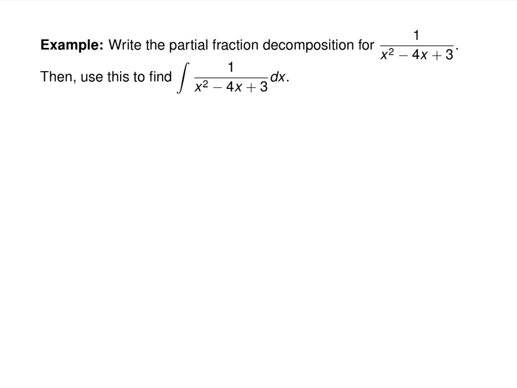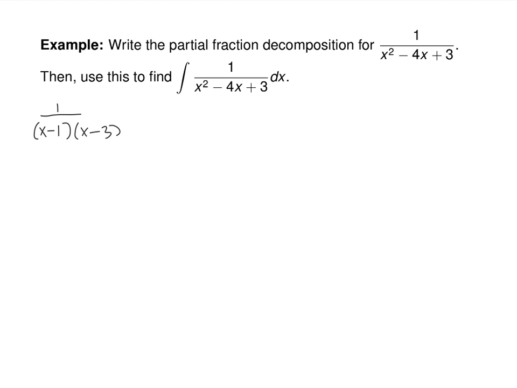And what that is, we assume that 1 over x squared minus 4x plus 3 came from adding two other rational functions together. And perhaps if we can express this function as those two functions added, it will be easier to integrate this function. So first, start by factoring the denominator of 1 over x squared minus 4x plus 3. That's the same thing as 1 over x minus 1 times x minus 3.